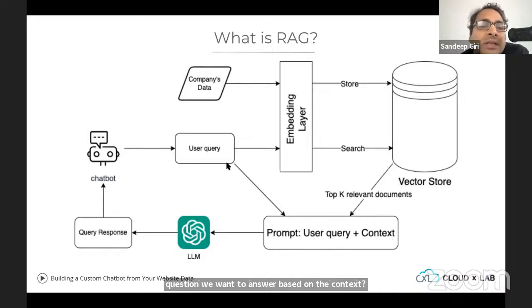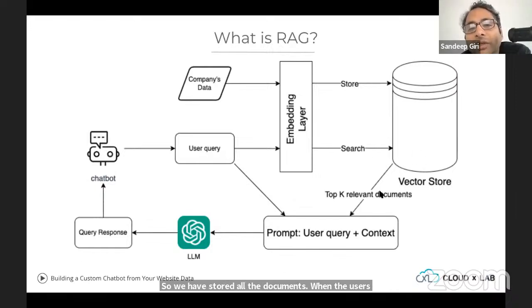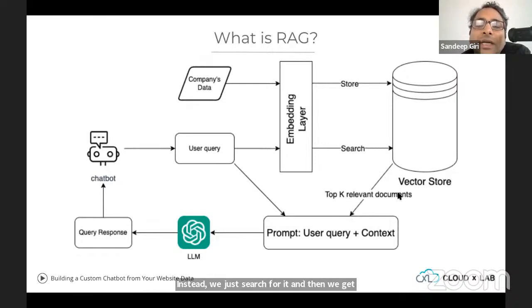So when you asked, is that the question embedded? No. Here in the embedding layer, we are storing the company's data. So we have stored all the documents. When the user's question comes, we don't store it in the vector store. Instead, we just search for it and then we get it. So these documents that you're getting do not contain the user's question. Did I understand your question correctly?